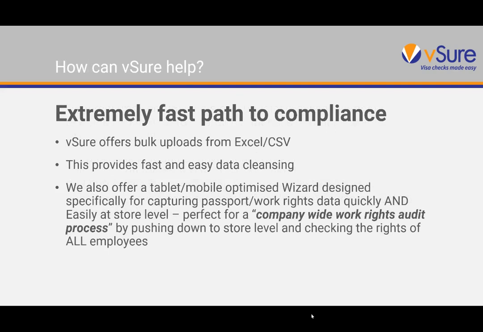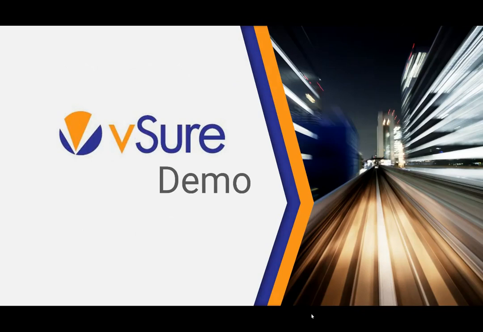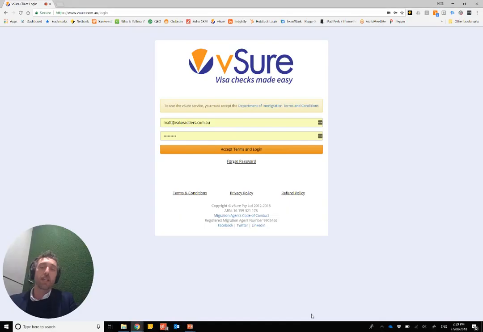So what does vSure do? vSure is about offering you a fast, easy path to compliance by allowing bulk uploads of your foreign workers and automation of the visa checks. Let's jump into vSure now, and then you'll get a better understanding about what we do and how we do it. So I'm just going to log in.